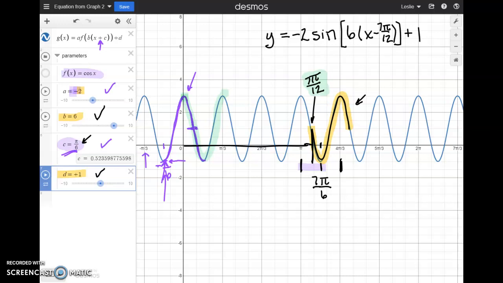All right, this one was pretty easy, but I hope you found it helpful. In the next video, I'm going to do either a secant or a cosecant graph. That sounds hard, but actually, if you can do a sine or a cosine, you can do a secant or a cosecant, and I'll show you exactly what I mean.